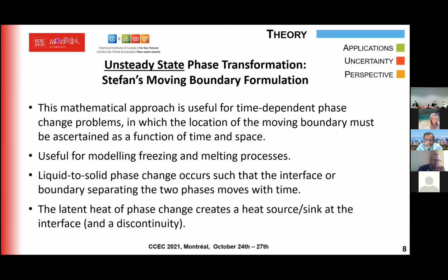The interface keeps moving as more and more liquid is converted into solid, and the same approach can be used for melting of a solid into liquid. Because there is latent heat of phase change, it creates a heat source or heat sink at the interface, and that creates a discontinuity in the temperature profile. That is something that comes out of the mathematical analysis.